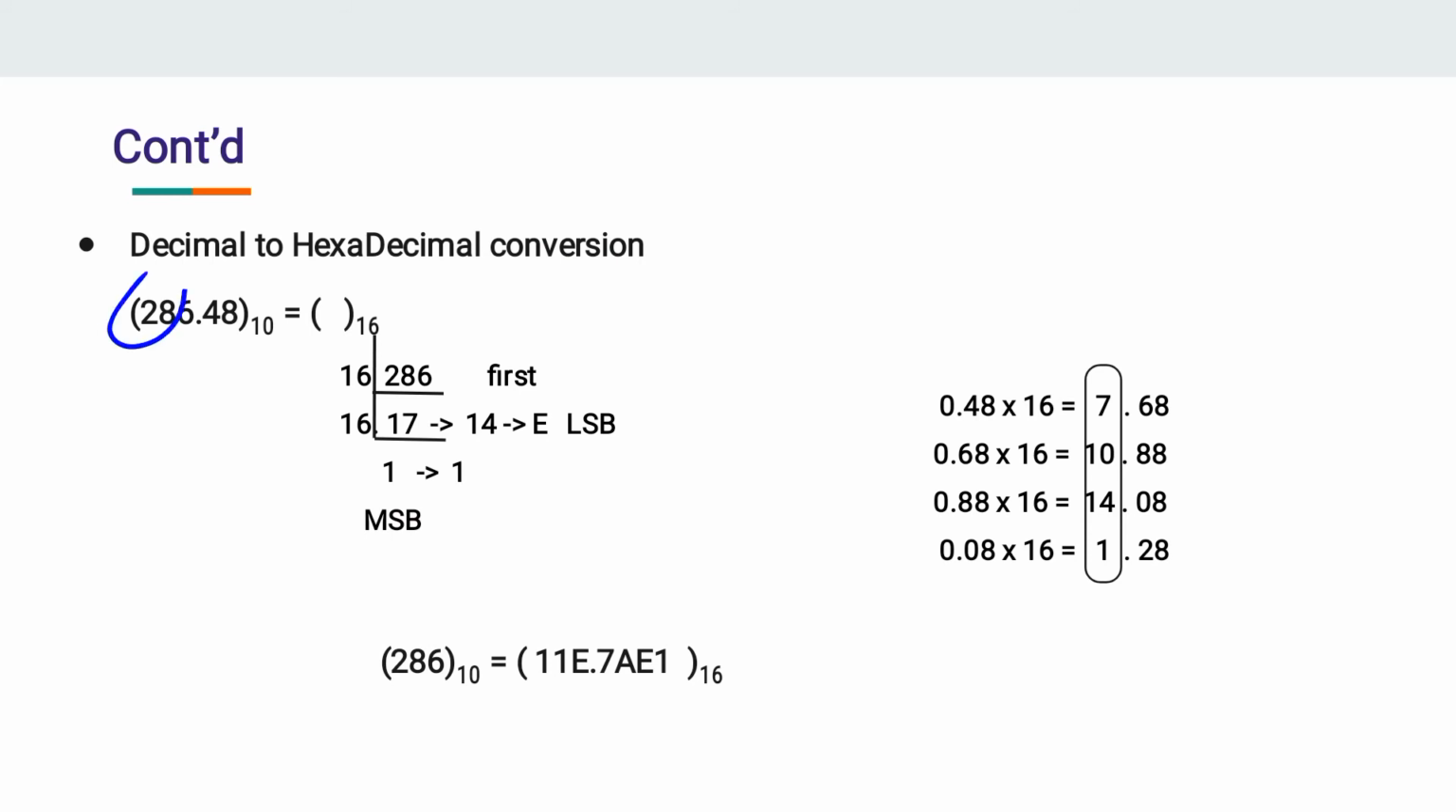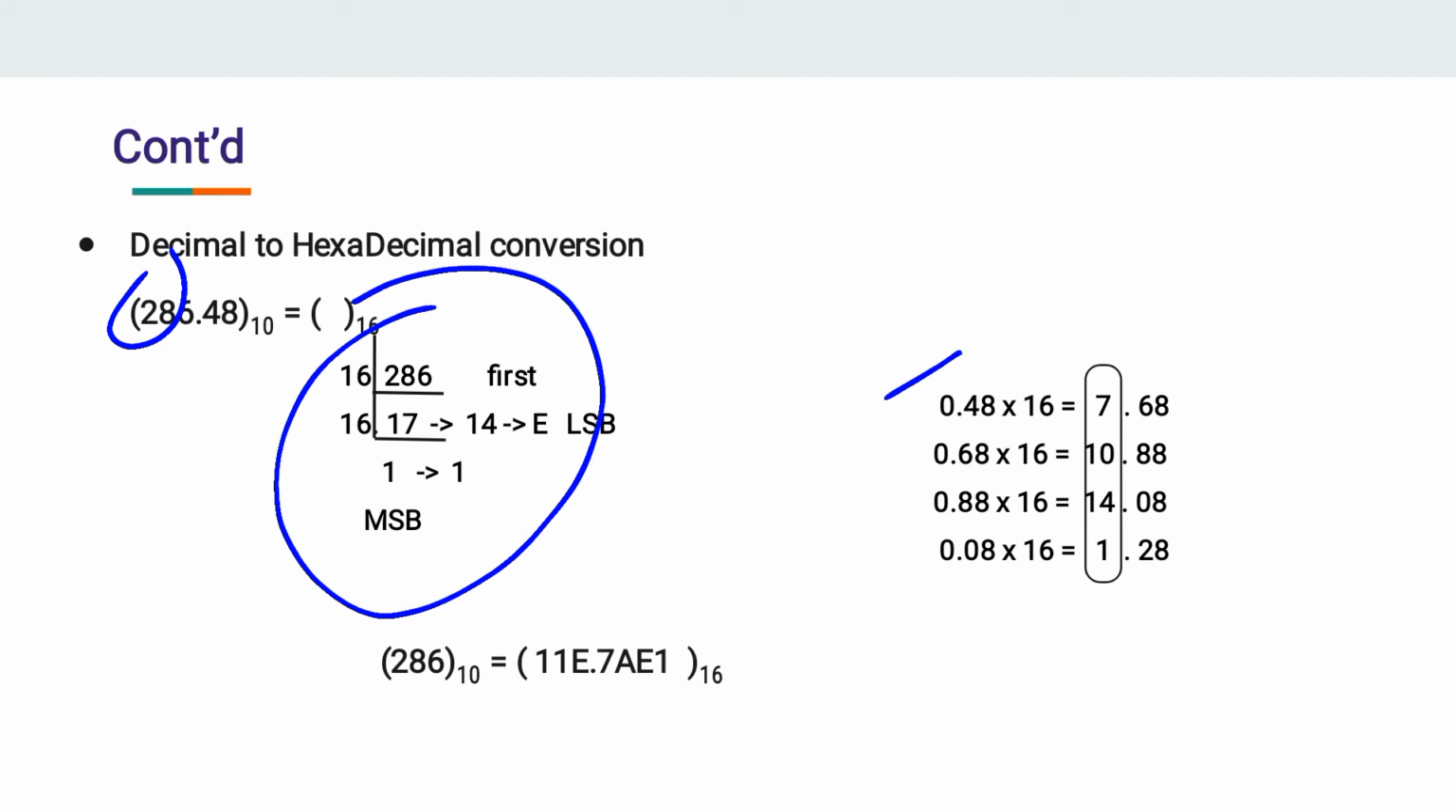The same whole number, this was done already in the previous one. So next is the fraction part. You have to start here. So that is 0.48 into 16. 16 because you are converting base 10 to base 16. So that is 16. So 0.48 into 16 will give rise to 7.68. So you have to drop 7 there itself. You have to take only 0.68 here. So 0.68 into 16, you will get 10.88.